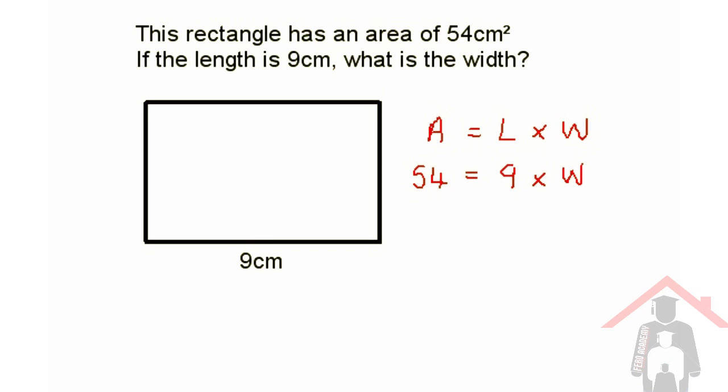I now need to find out which number I multiply by 9 to get 54, and the best way to do this is to divide 54 by 9. This gives an answer of 6, so I know that the width is 6 centimetres. Now, just to check I've got it right, I can do the length times the width, 9 times 6, and that gives me 54, so I know I've got the correct answer.